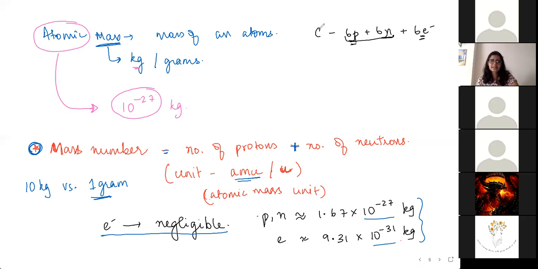So when I say the mass of carbon, if I'm using the number 12, what is that 12 here? Swayam got the answer now.